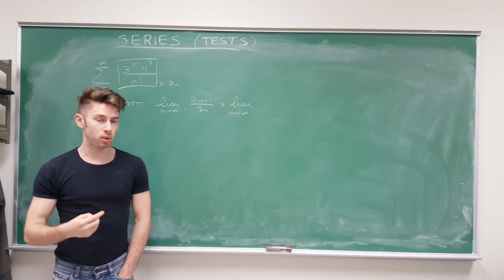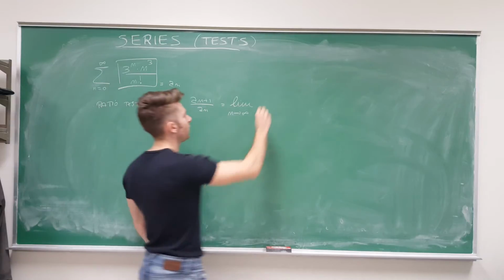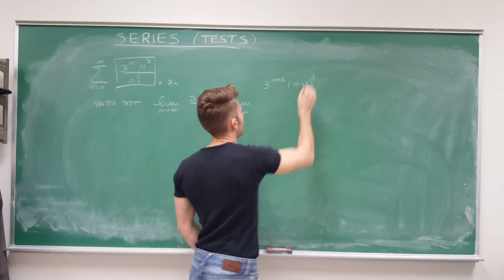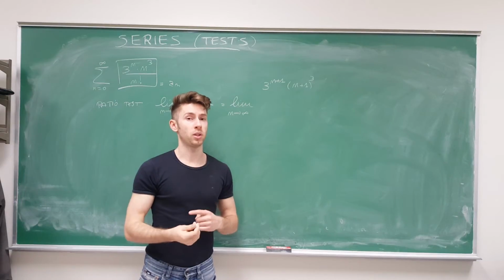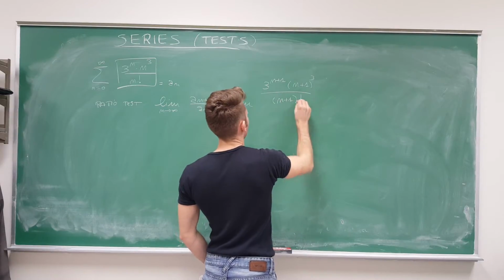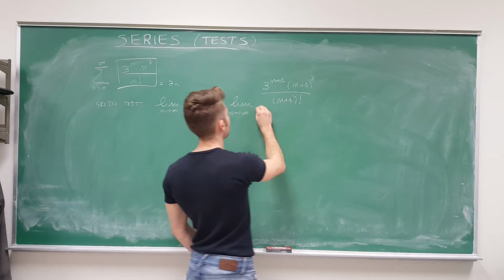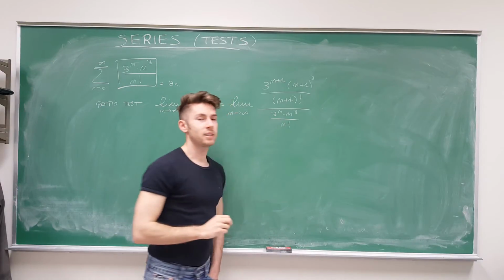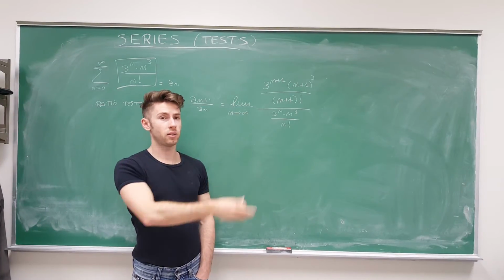For a_{n+1}, I need to substitute everything where I see n with an n plus 1. So here n is in the exponent. Then I have n cubed, so this is going to become the quantity n plus 1 cubed, not n cubed plus 1. And that's going to be n plus 1 factorial, and then I just divide by the a_n, like this. And now again I have a fraction of fractions, so I can just change that into a product.